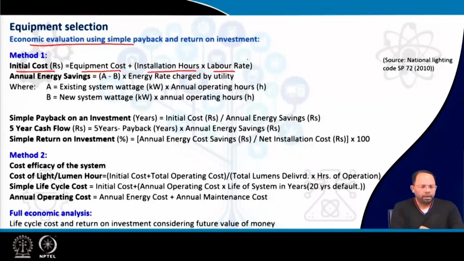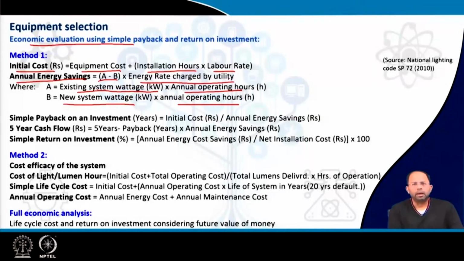Now the overall annual energy savings is computed by A minus B, where A is the existing system wattage times annual operating hours, so this is kilowatt hours, and B is the new system wattage times annual operating hours. We expect that the earlier system used more, so that's why A minus B. This is multiplied by the energy rate charged by the utility company, that is the per-hour energy rate multiplied by the energy savings, and we get the overall annual energy savings.